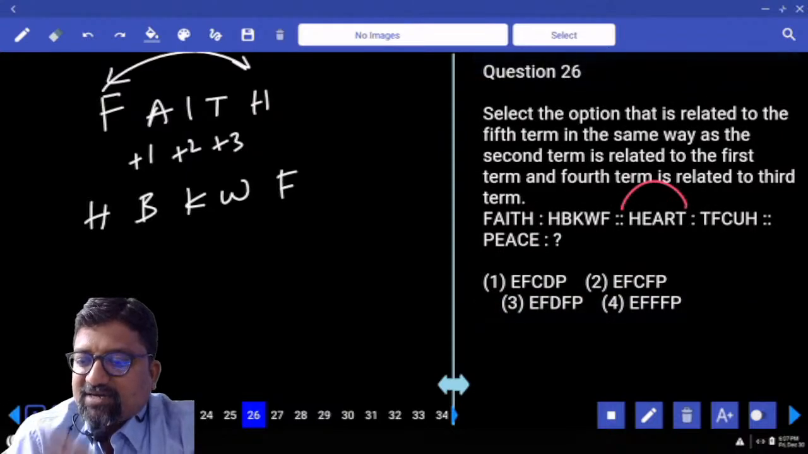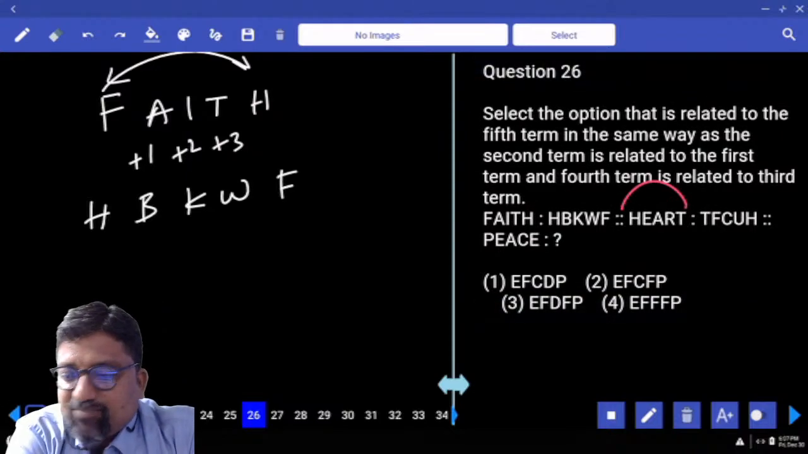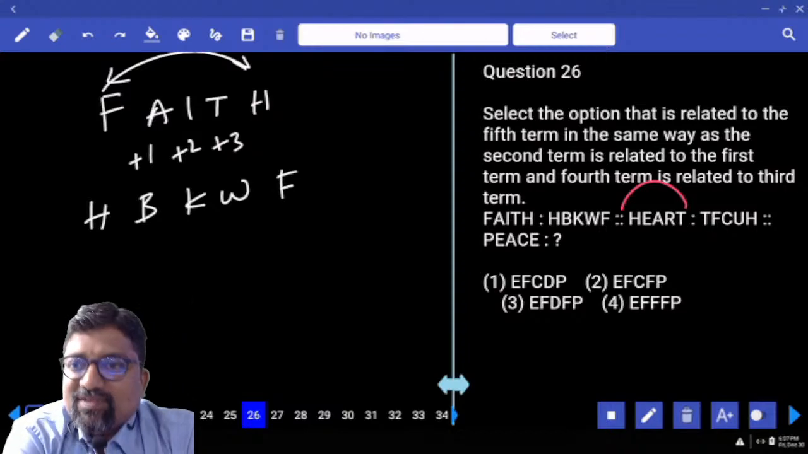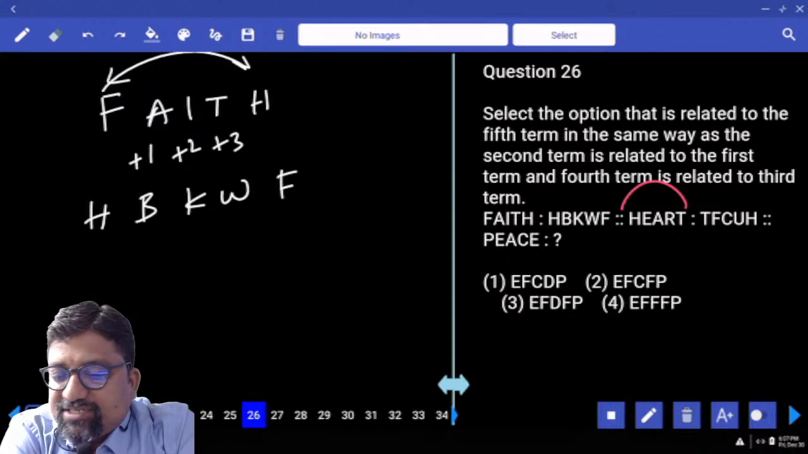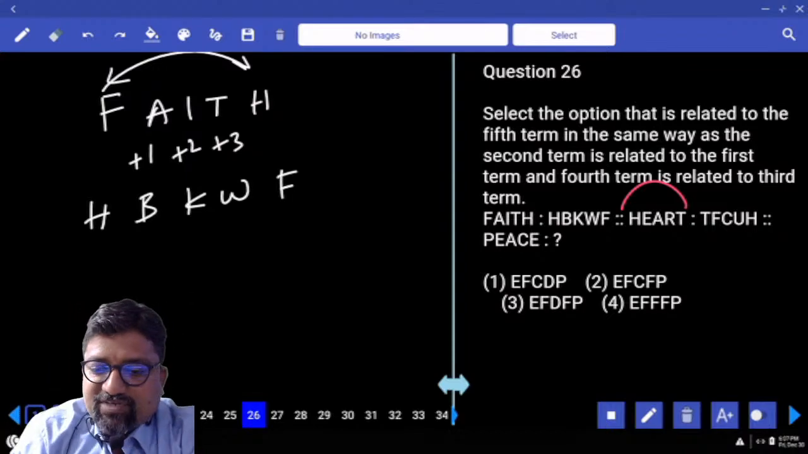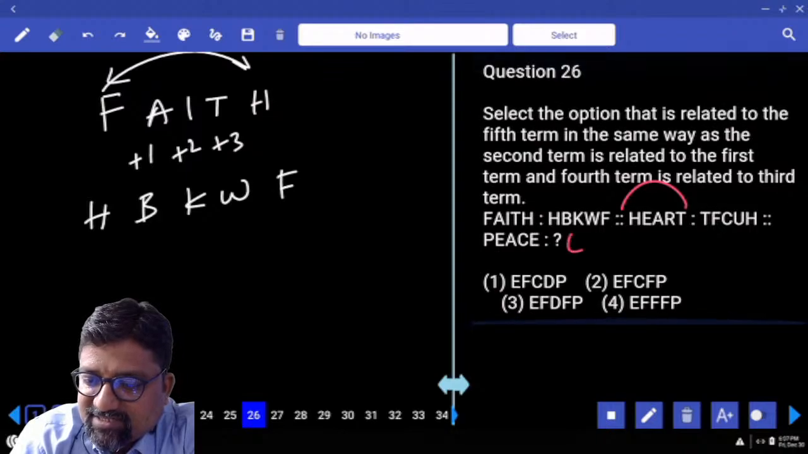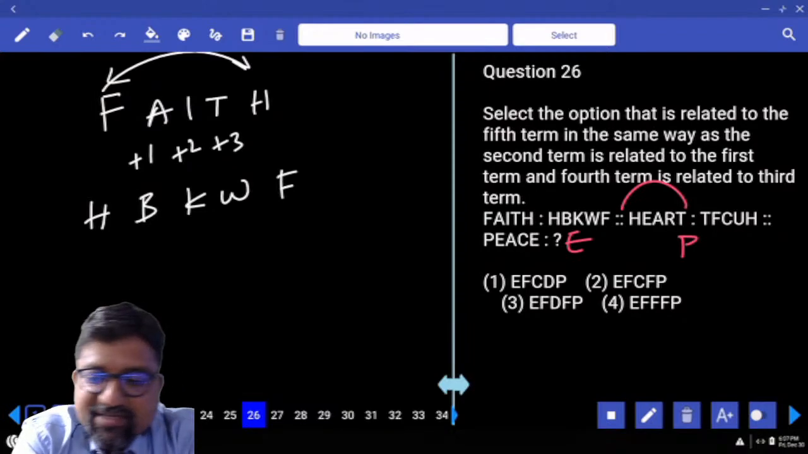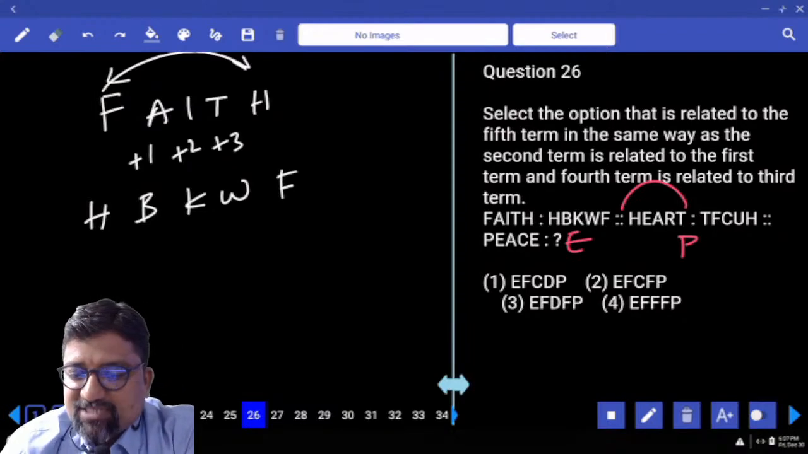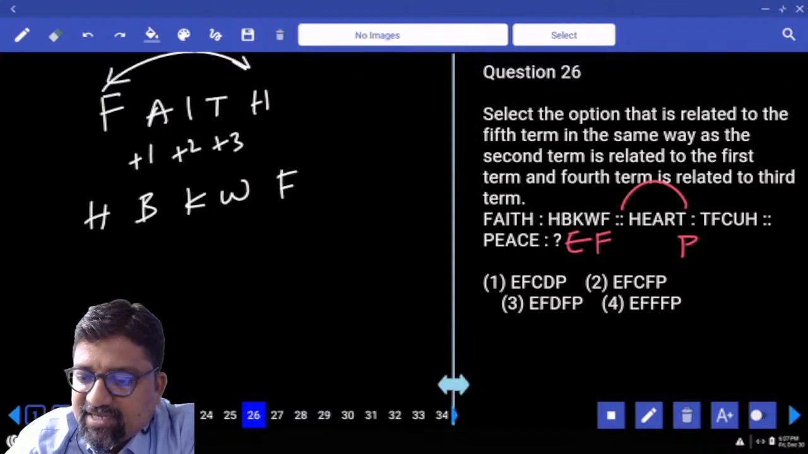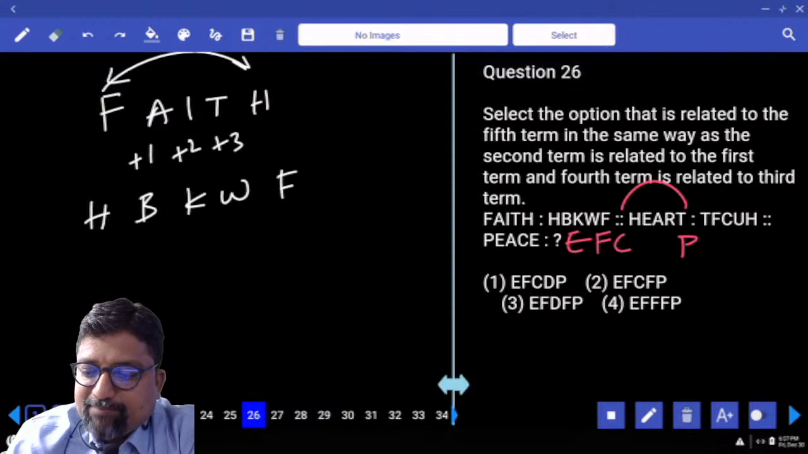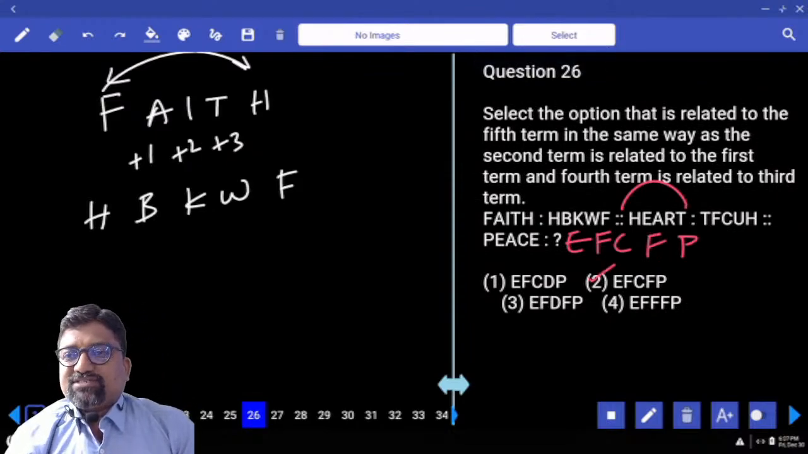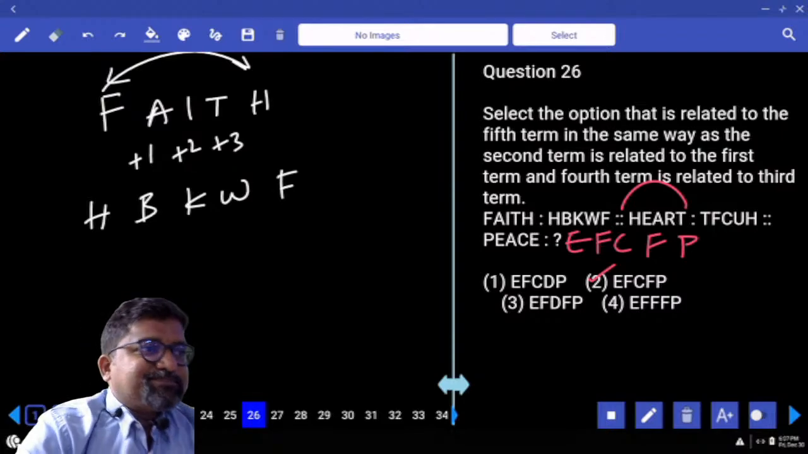H and T are interchanged, yes. E is how much? 5 plus 1, 6. A is 1 plus 2 is 3. R is 18, 18 plus 3 is 21. Done? So first and last interchanged. And what will I get here? This is E and this is P. Middle letters plus 1, plus 2, plus 3. E plus 1, F. A plus 2, C. C plus 3, F. E, F, C, F, P. Which option is my answer? Second option. Is this clear?